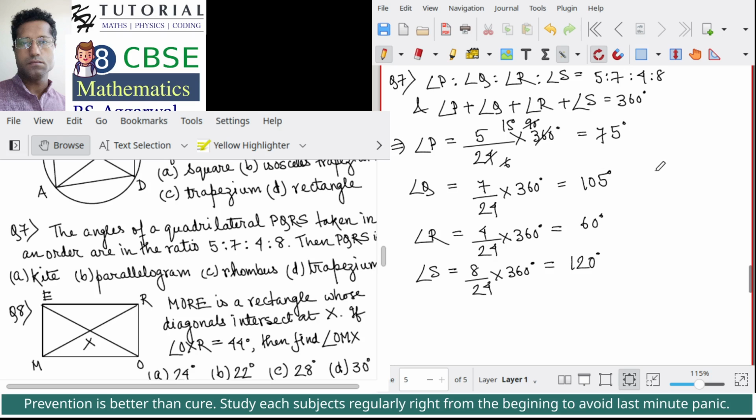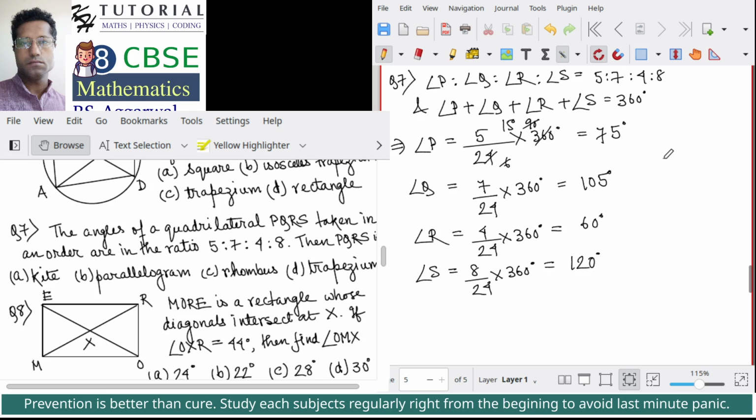Definitely it is not a parallelogram, because in a parallelogram the pair of opposite angles will be equal. In a parallelogram there will be only two different angles, but in this quadrilateral we can see all the angles are different. So definitely it is not a parallelogram. It is also not a rhombus, because a rhombus is a parallelogram. So can it be a kite? It cannot be a kite.